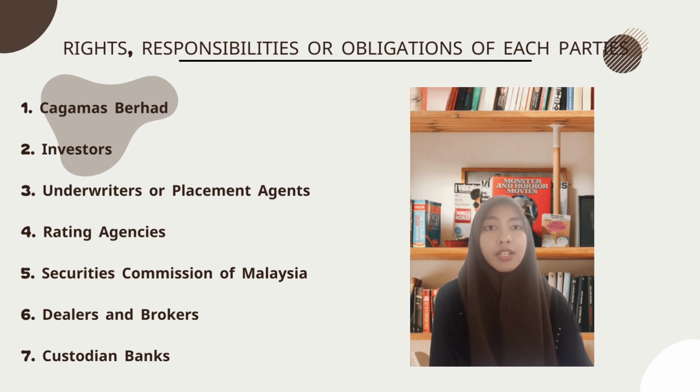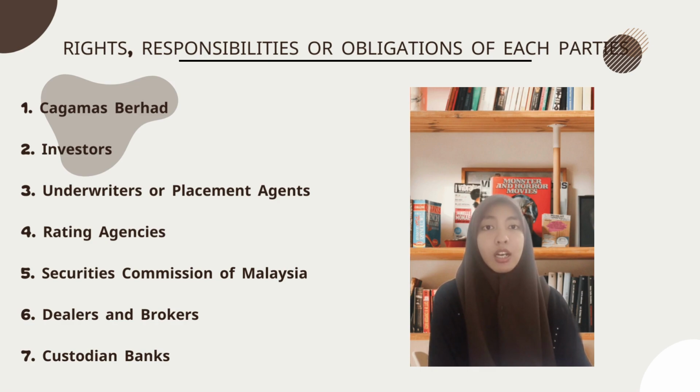Sixth party are dealer and broker. They got responsibility to adhere to the regulation and requirements set by the Securities Commission of Malaysia for trading activities. Obligation to act in the best interest of clients and maintain fair and transparent trading practice. Responsibility to provide accurate and timely information regarding the pricing, availability and trading of Cagamas commercial papers.